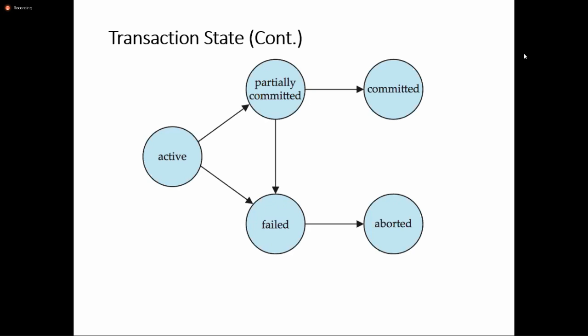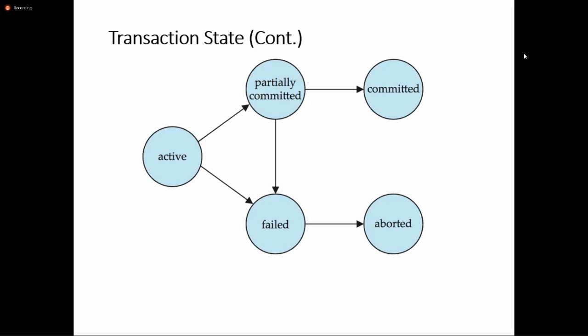Okay, there are two options. If you abort the state, you can restart or kill. Okay, if you restart, it means it's possible to run again. It can restart the transaction, but only if the transaction was aborted as a result of some hardware or software failure that was not created through the internal logic of the transaction. A restarted transaction is considered to be a new transaction. Okay, that was restart.